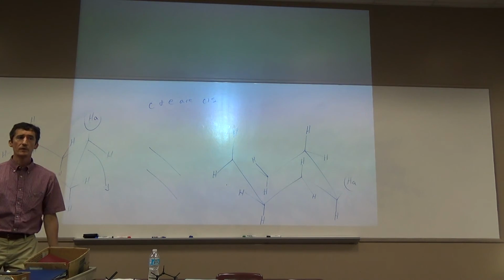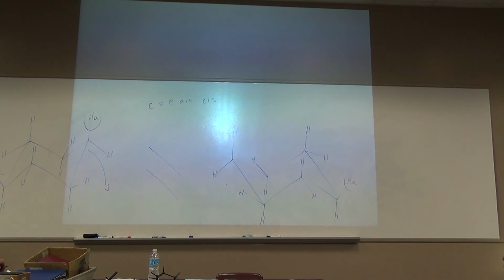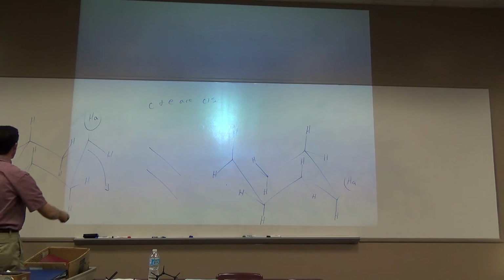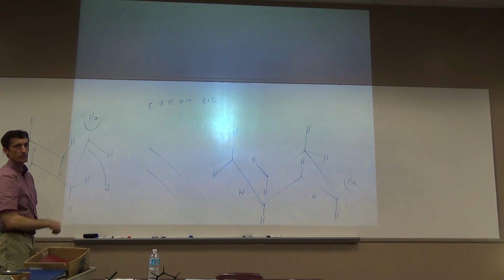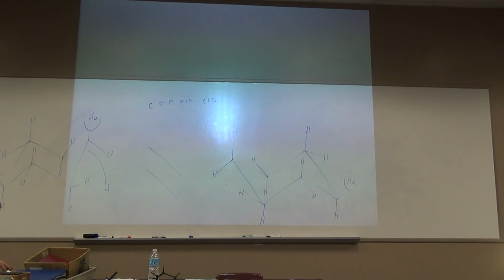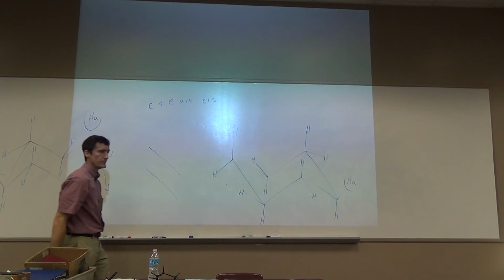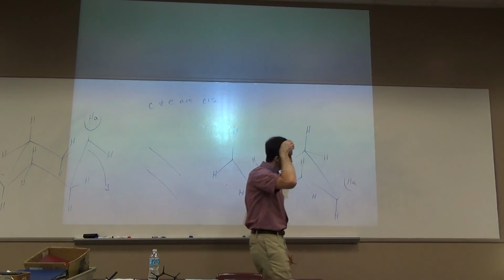Here's a simple take-home, guys. Whenever you do a ring flip, all of your axials go equatorial, all of your equatorials go axial. If you look at these, all 6 of these axials are now equatorial over there. Okay?